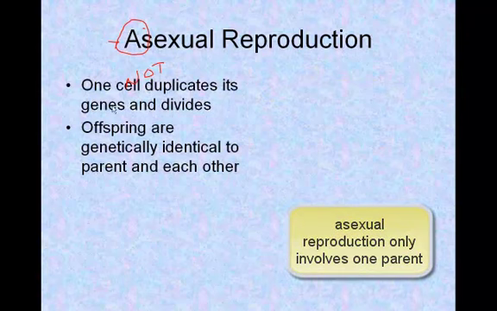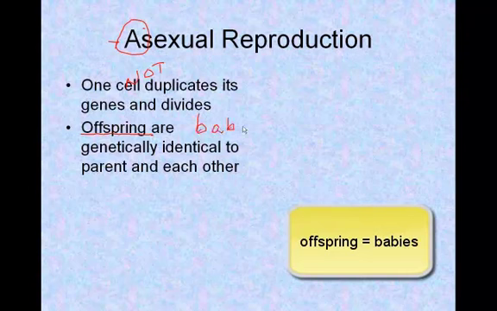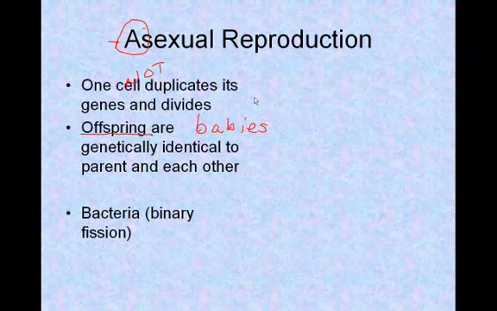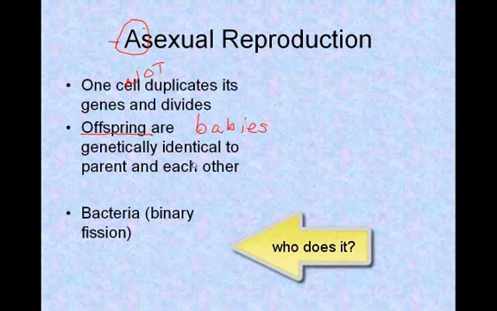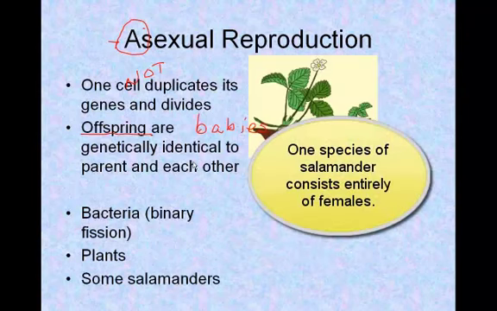So the offspring that are produced, offspring would be your babies, they're going to be identical to each other as well as identical to the parent because they're all getting the exact same DNA. Now, who does this? Bacteria do it, and they do it through a special process called binary fission, which we'll talk about in a minute. Plants are really good at asexual reproduction, and some salamanders do this as well.